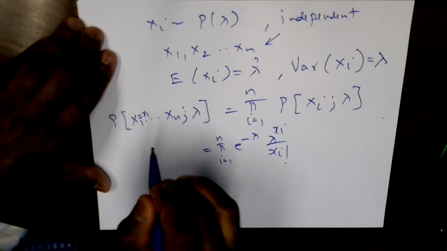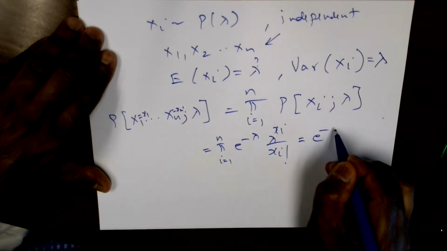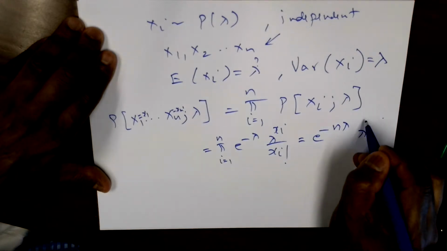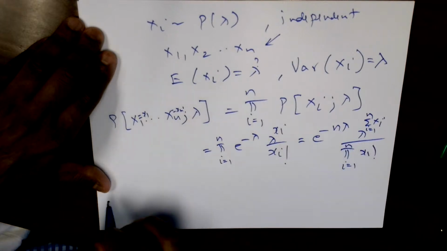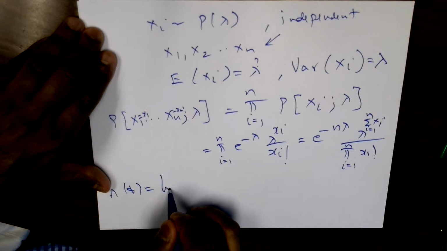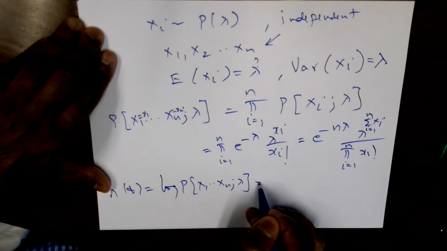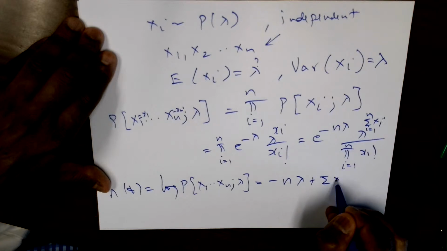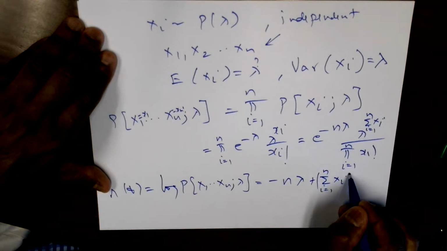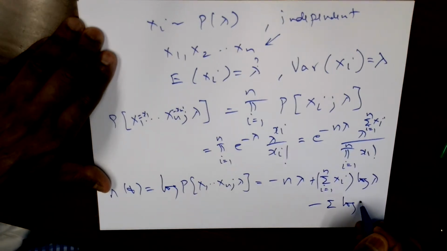x1 equal to small x1, etc., xn equal to small xn, which is what I have here. So if you do this, this is e raised to minus n lambda, lambda to the power sigma xi over the product of xi factorials, i equal to 1 through n. So let me take the logarithm of the joint density function. So from here you get minus n lambda. From here you get sigma xi, i equal to 1 through n, the whole thing multiplied by log lambda, minus a summation of log of xi factorial.